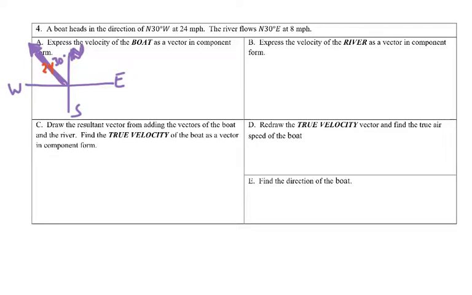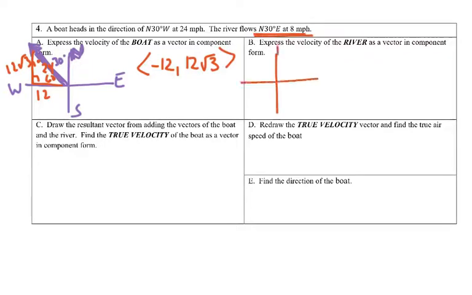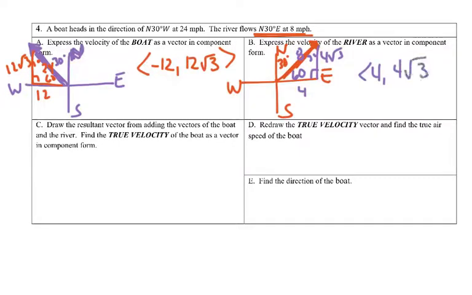If I write that in component form, this is going to be a 60-degree angle, 30, 60, 90, 12, 12 root 3. So the component form is negative 12, 12 root 3. The river is N30 east. Never eat soggy waffles. N30 east. So you're going north, but you turn 30 degrees towards the east, and the length of that vector is 8. In component form, this is my 30, 60, 90, 4 root 3. So it's right 4, up 4 root 3.